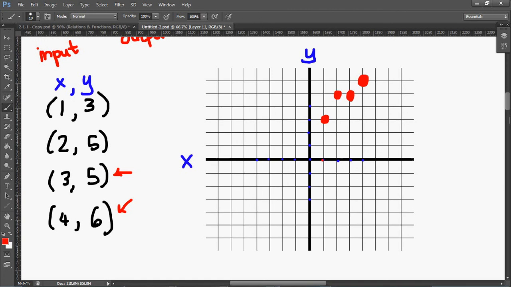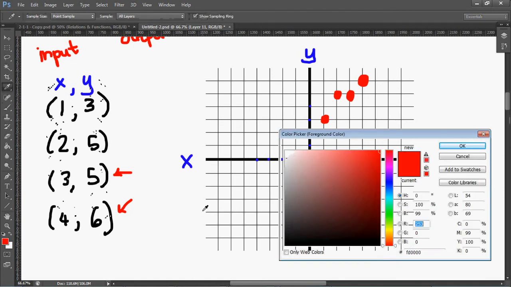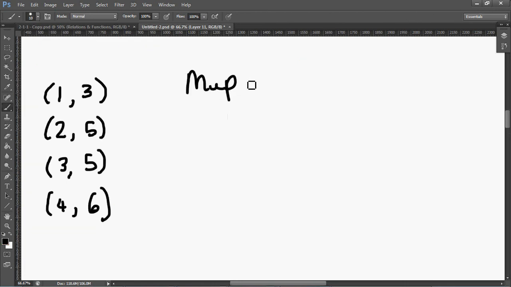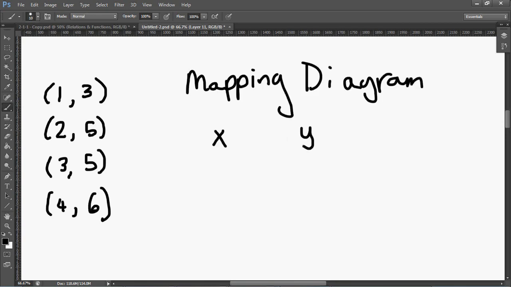The last way to represent a relation, and this one is probably the most tricky, is called a mapping diagram. And you may have seen these before, but it's basically there's an x, there's a y, and then there's two big ovals that are drawn under the x and the y. And this is actually very similar to a table.